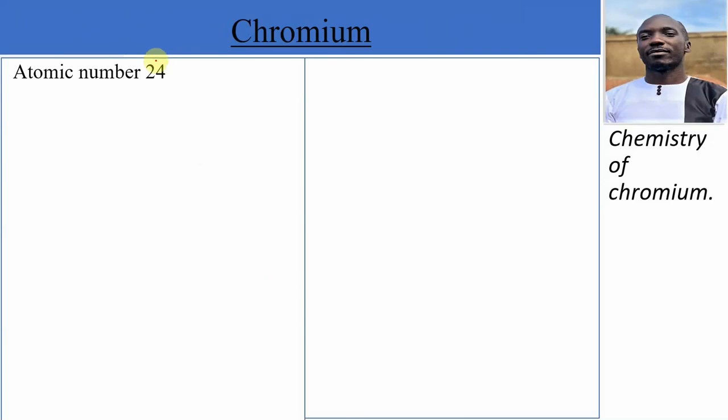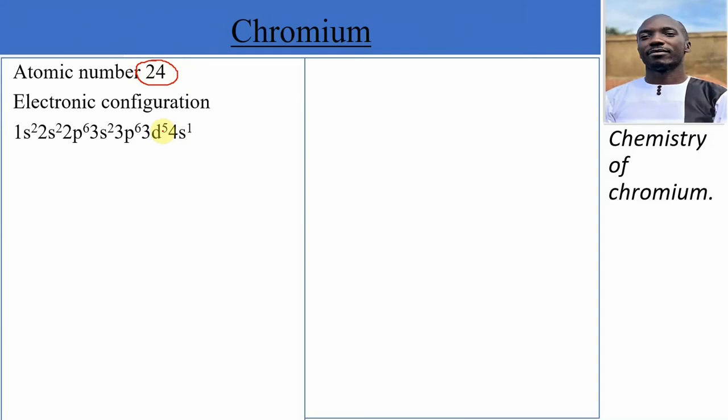So chromium has got atomic number of 24, and it is a transition element, and its electronic configuration is 1s2, 2s2, 2p6, 3s2, 3p6, 3d5, and 4s1. So if you add up all those electrons, you get 24. So the electronic configuration we are having is the stable one.